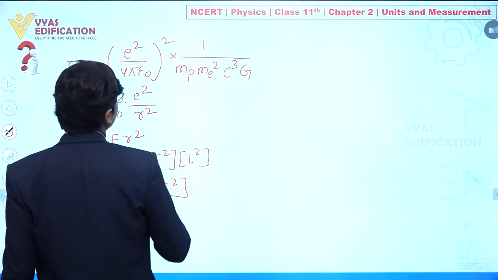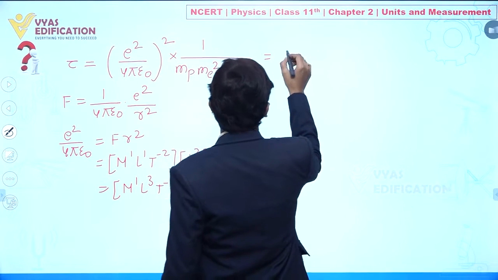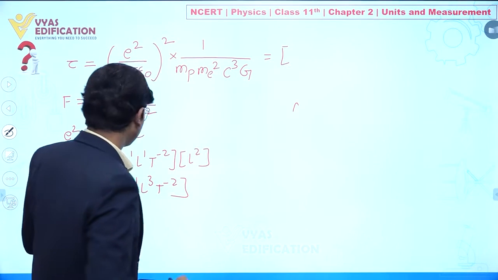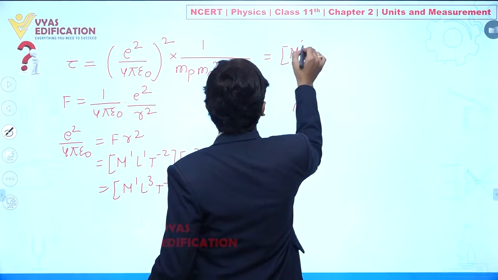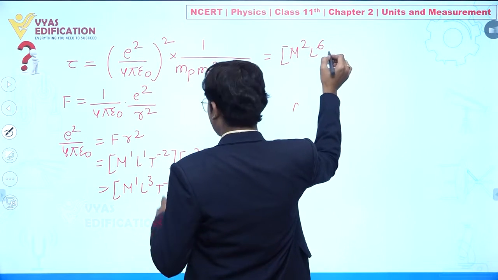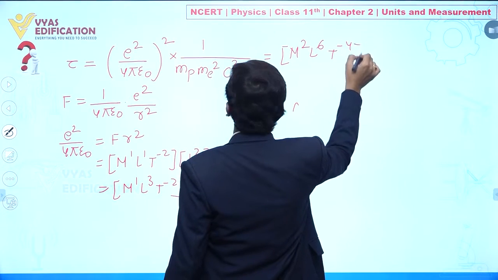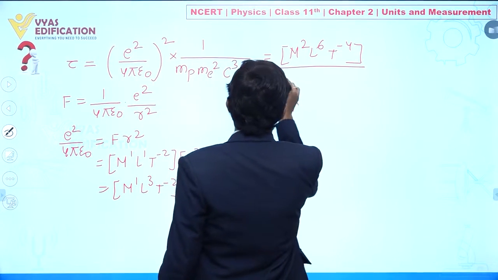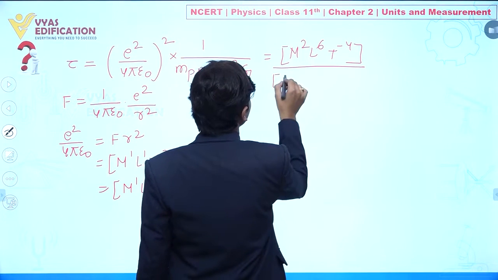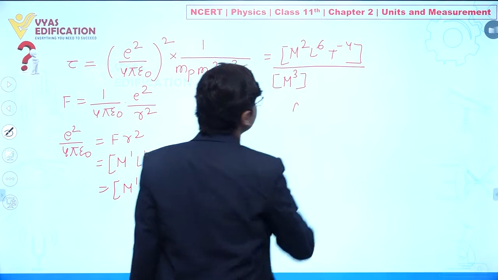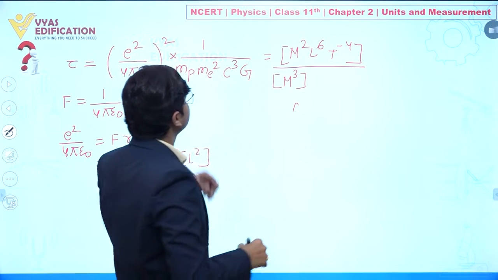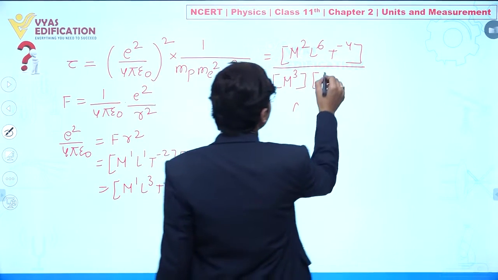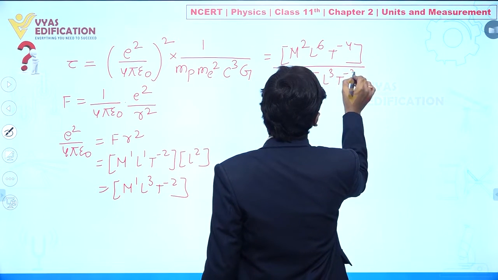Clear? So we can write here, because we have the square, this is equal to M2 L6 T to the power minus 4. Clear? And it is divided by, in this question it is given mass of proton and mass of electron, so directly we can say this is M3. Clear? And this is C, where C means speed of light, L T minus 1. So this is L cube T minus 3.